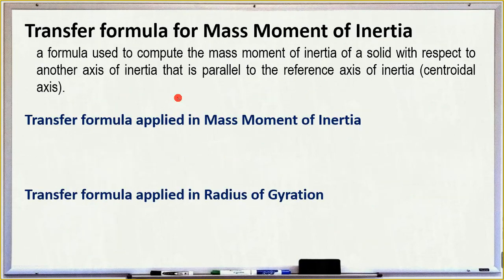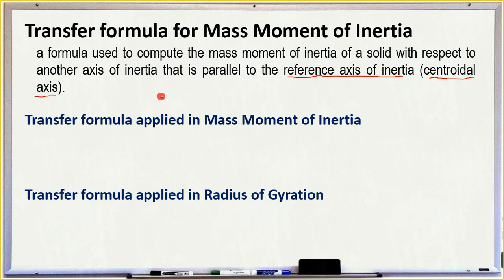So next, we also have the transfer formula. This one is very useful in dealing with problems involving mass moment of inertia. As a review, the transfer formula is a formula used to compute the mass moment of inertia of a solid with respect to another axis of inertia that is parallel to the reference axis of inertia. Mostly, the reference axis is the centroidal axis.